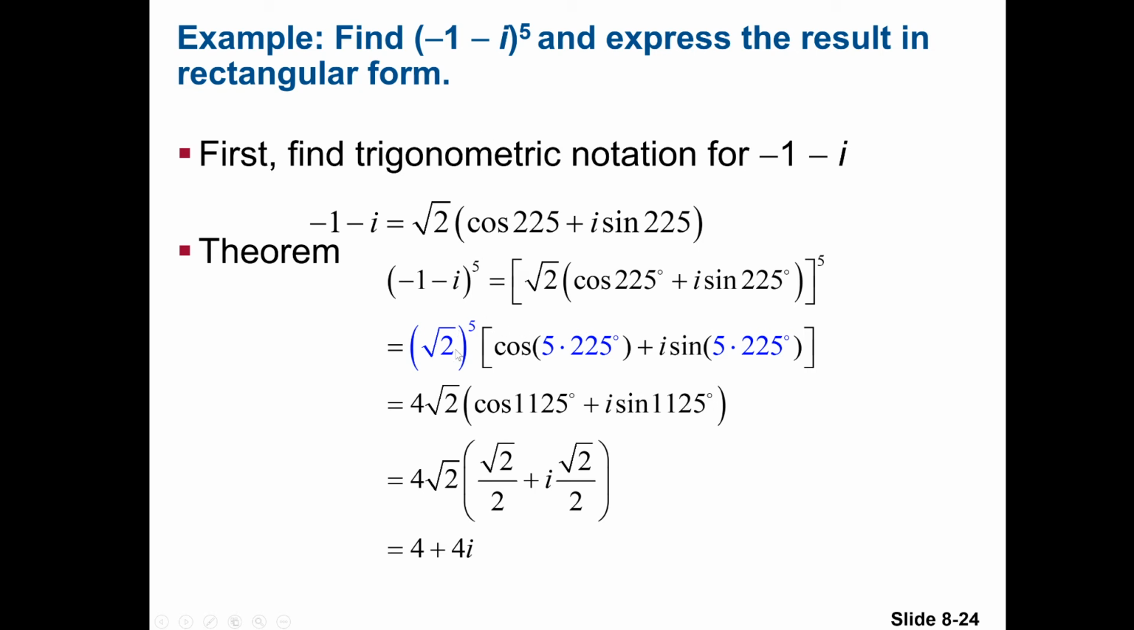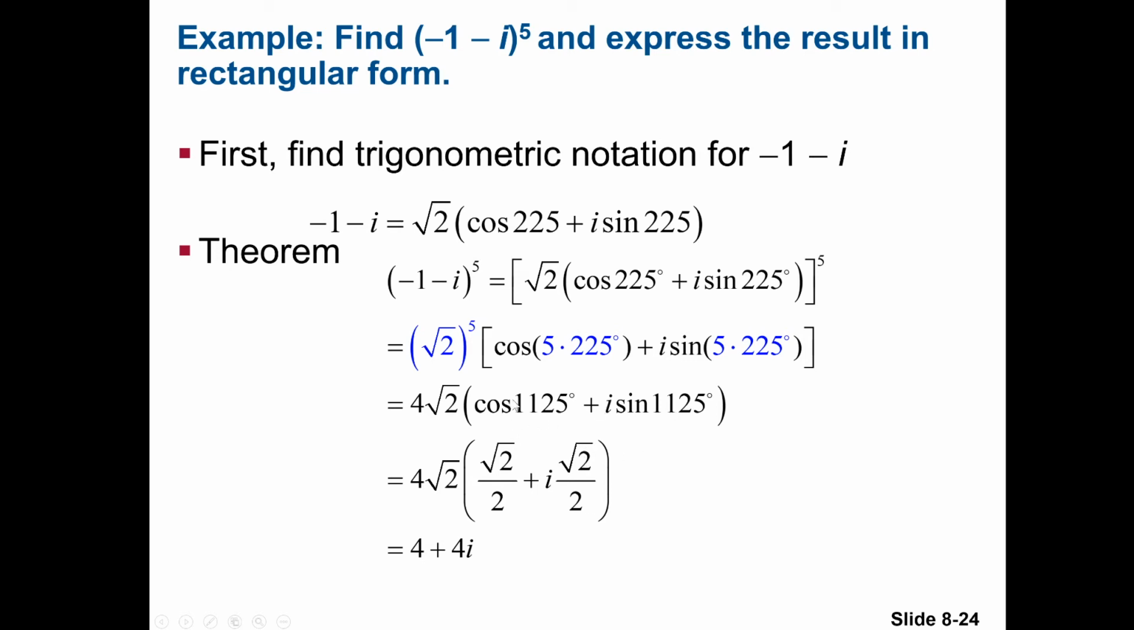So the radius, root 2 to the power of 5, gives us 4 root 2. And then for the rest, we just need to apply that power to the angle, multiplying 5 and 225 together, so we have 1,125. So cosine of 1,125. This one gets back to quadrant 1, so cosine of 1,125 is root 2 over 2, and sine of 1,125 is root 2 over 2.